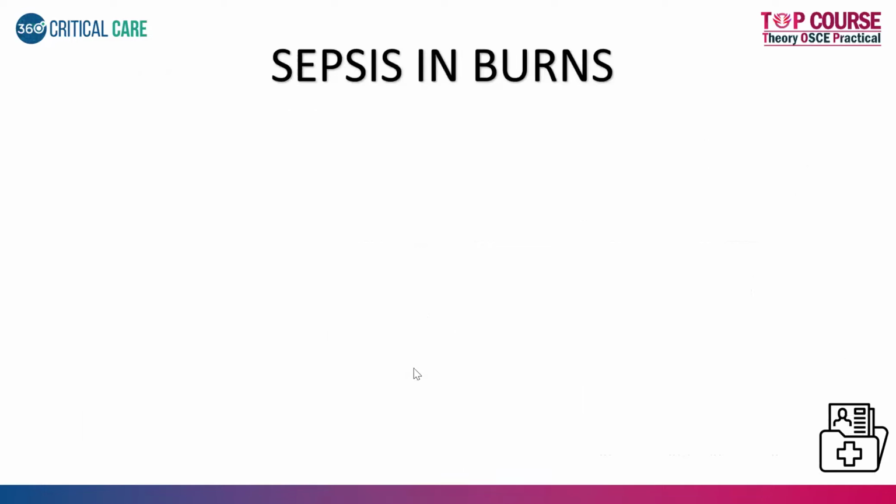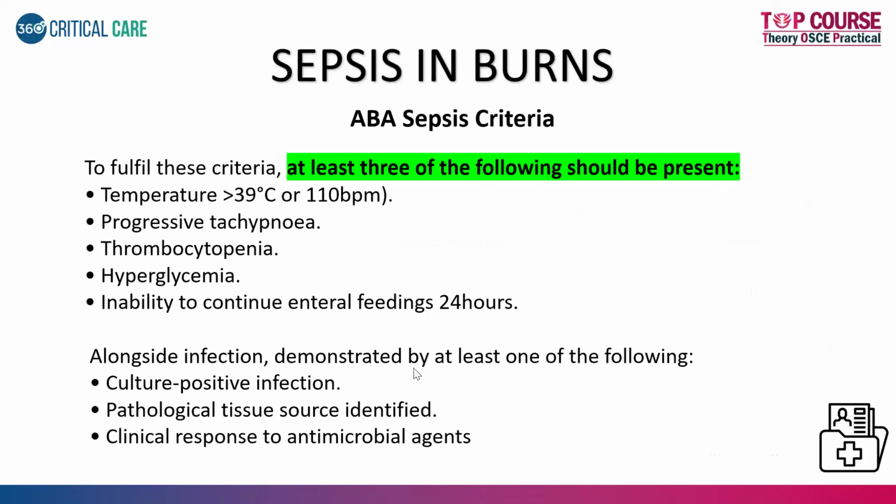Coming to sepsis and burns, because we are talking about wound management, as in any other case of sepsis, the American Burn Association gives you criteria for burn sepsis. Whenever the patient has at least three of the following, we should consider that the patient is going into sepsis: a temperature of usually more than 39 degrees Celsius, or a heart rate of more than 110 beats per minute. I'm sorry, I forgot to write that. Progressive tachypnea, thrombocytopenia, hypoglycemia, and inability to continue enteral feeding for more than 24 hours. If any three of these criteria are present, the suspicion of sepsis should be made.